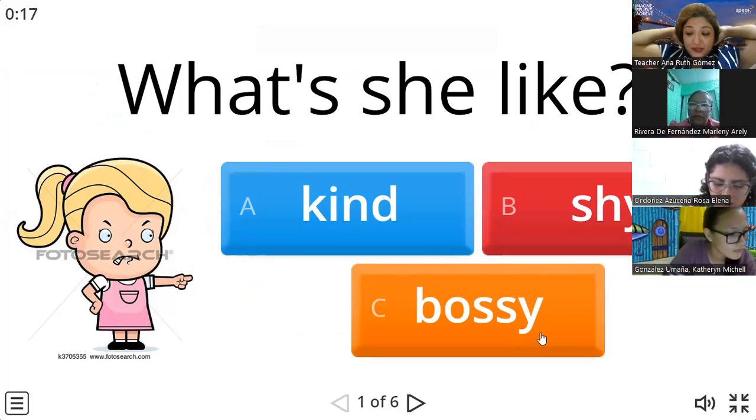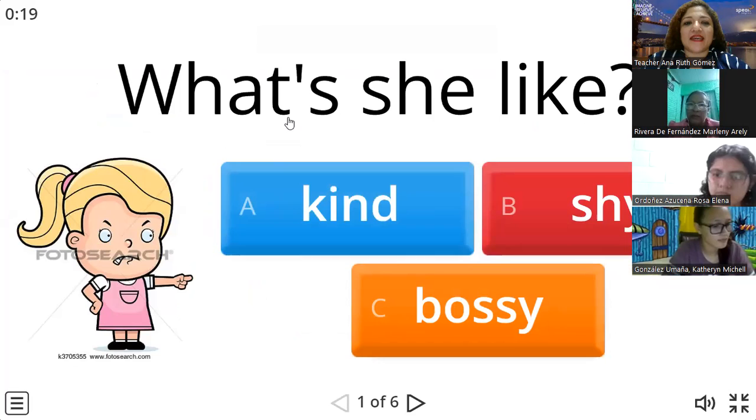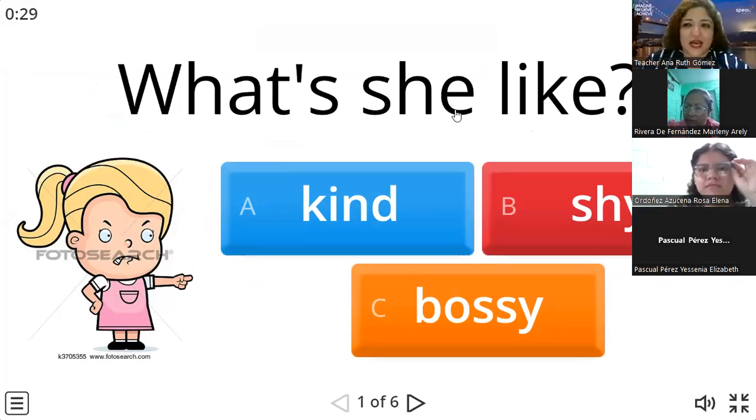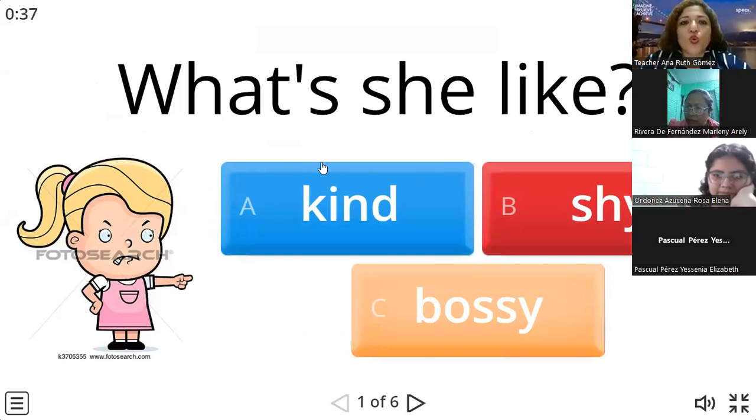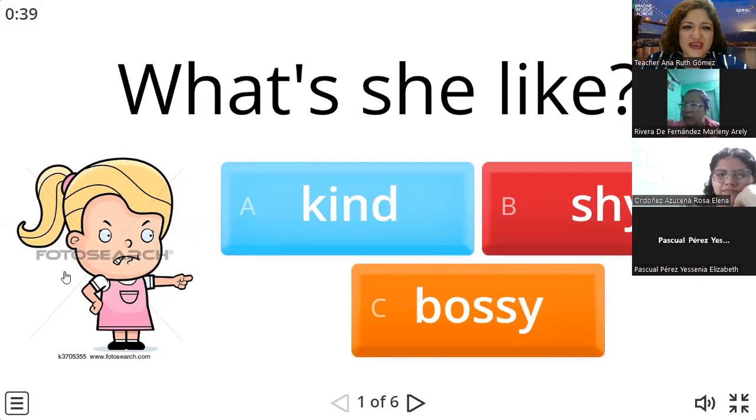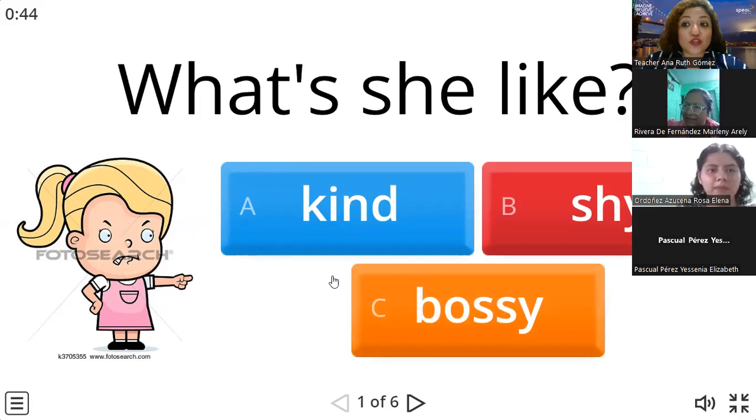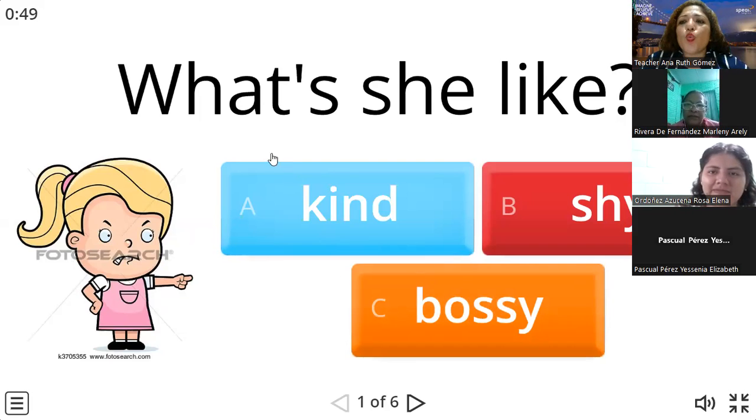Very good. Okay, so, what's she like? Esto significa cómo es ella. No solo porque vean like, piensen que es que ella le gusta, no. Esta pregunta significa, ¿cómo es ella? What's she like? Es una pregunta bien americana, very American. So, pay attention to the picture. Como quizás son palabras nuevas, entonces pregúntenme qué significa, ¿ok?